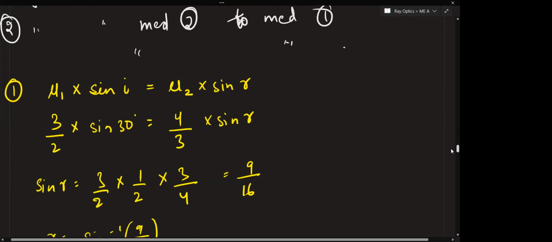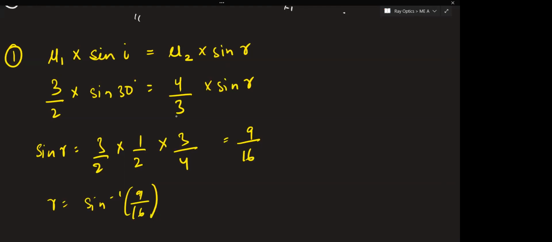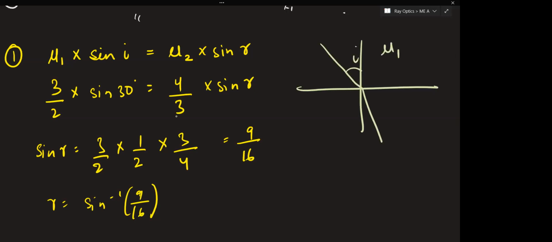The same thing. See here, for the first part, you write mu1 into sin I, because this is the first medium. Here the ray is incident. This is mu1, which is 3/2. And this is mu2, which is 4/3. So mu1 into sin I is equal to mu2 into sin R. Mu1 is 3/2, mu2 is 4/3. I is given as 30 degrees. Only this was unknown.